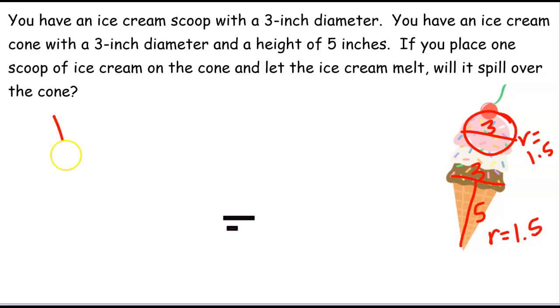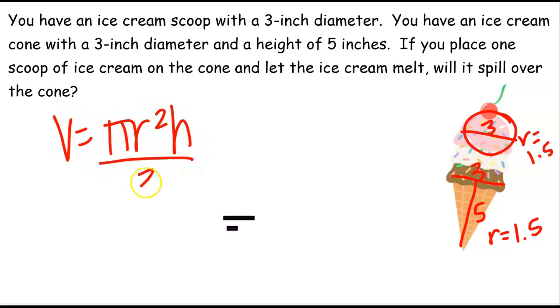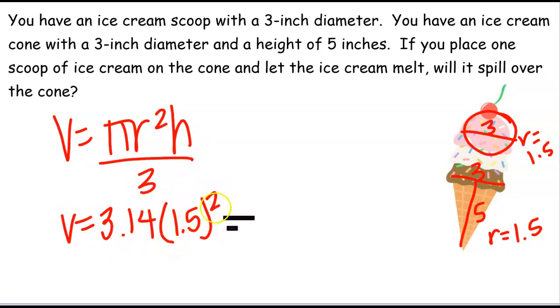Okay, so let's do the cone. Volume equals pi r squared times height divided by 3. So that would be 3.14 times radius squared, which would be 1.5 squared, times my height, which is 5, and then I'm going to divide by 3. Well, 1.5 squared gives me 2.25.